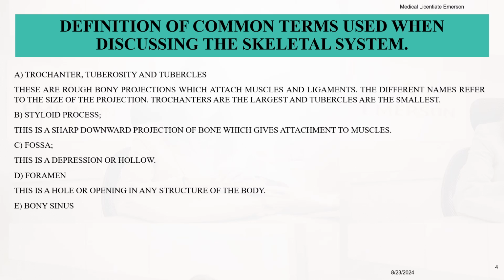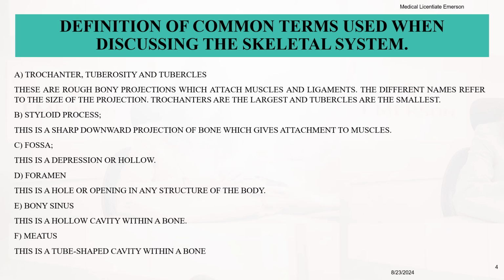Okay. Then the bone sinus. The bone sinus is just a hollow cavity within a bone. That's the cavity within a bone. We call it a bony sinus. Then meatus with reference to the skeletal system. So meatus with reference to the skeletal system is just a tube-shaped cavity within a bone.